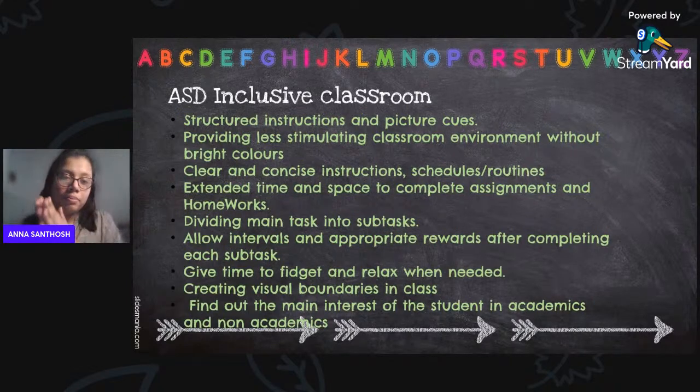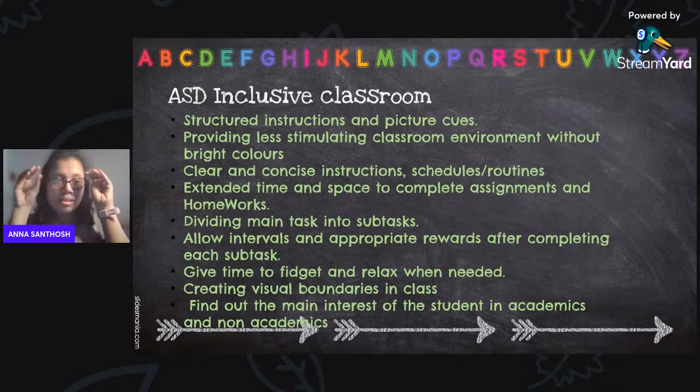So an ASD student could also follow this instruction, because he gets to know that, okay, this is what my teacher wants me to do, because that is there. He can see it, he can feel it.